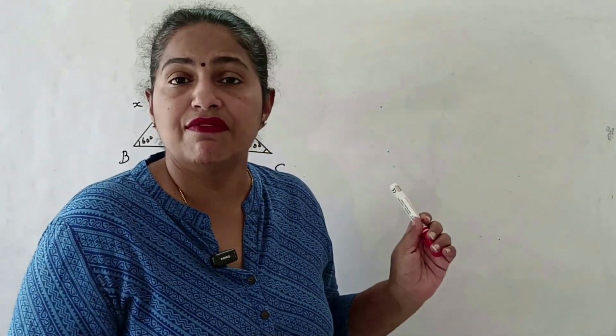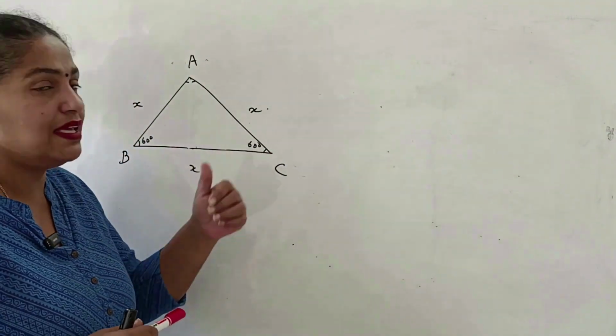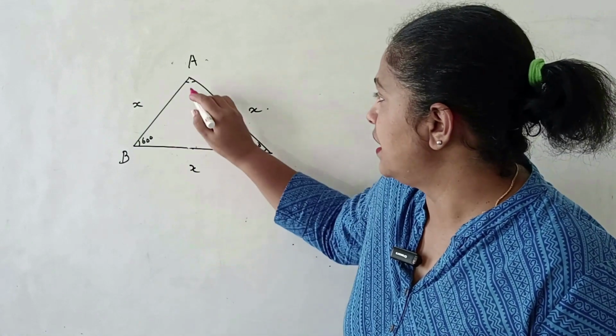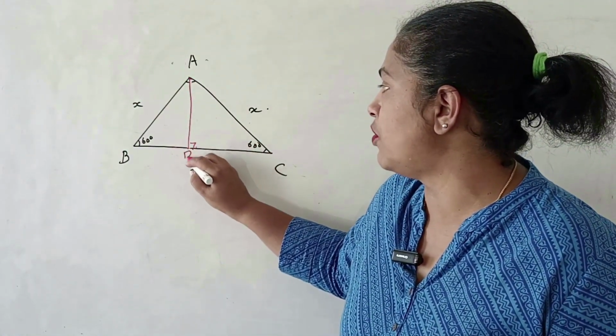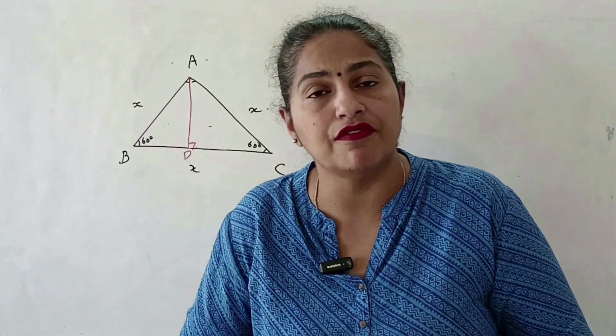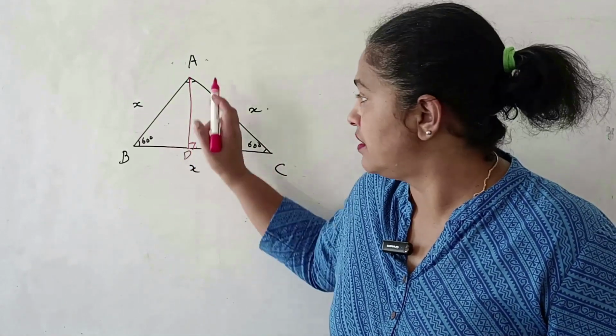So I have an equilateral triangle over here, ABC. Each angle is 60 degree and the sides I have taken as x. Now, if I drop a perpendicular over here, let it be the point D. I can say that this triangle and this triangle are congruent. Which congruence is that? AD is a common side.